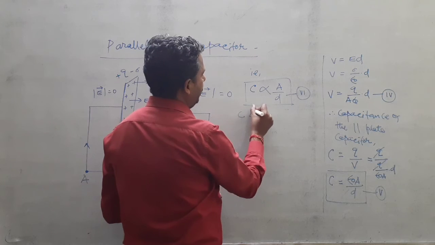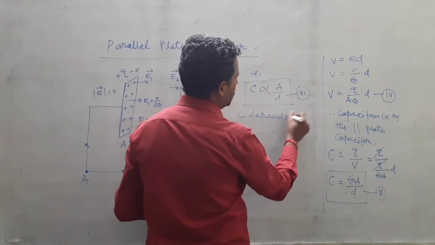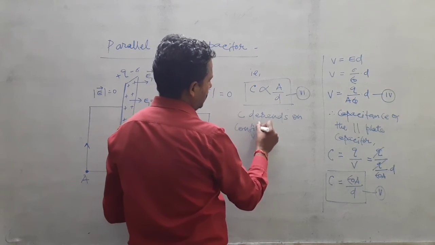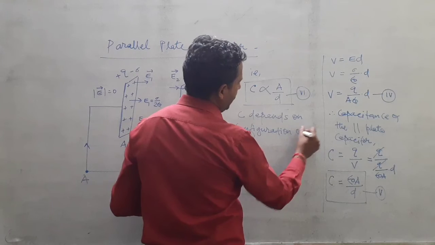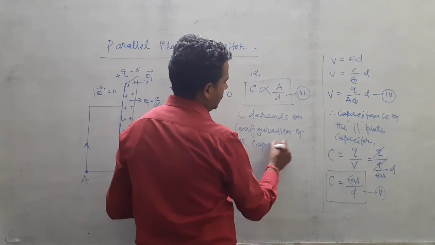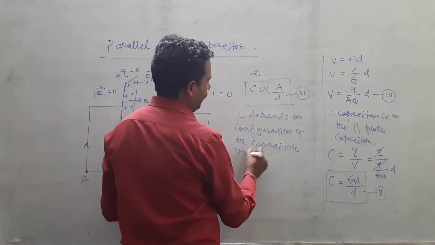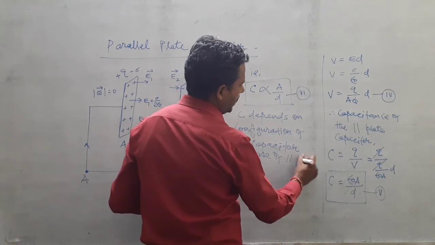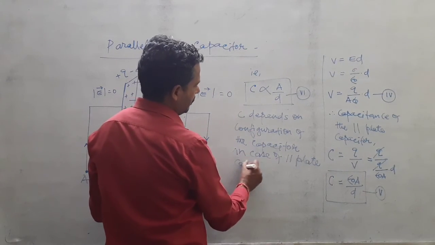So C depends on the configuration of the capacitor in case of a parallel plate capacitor.